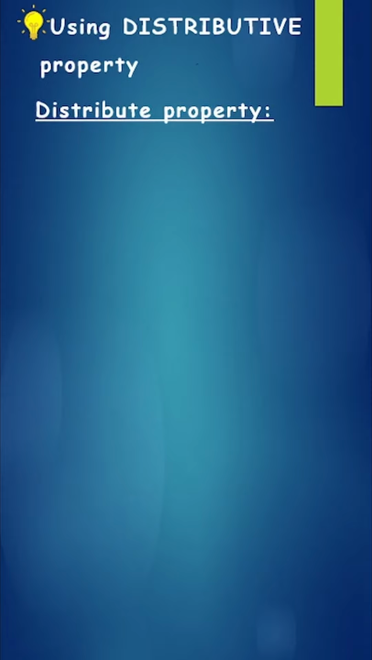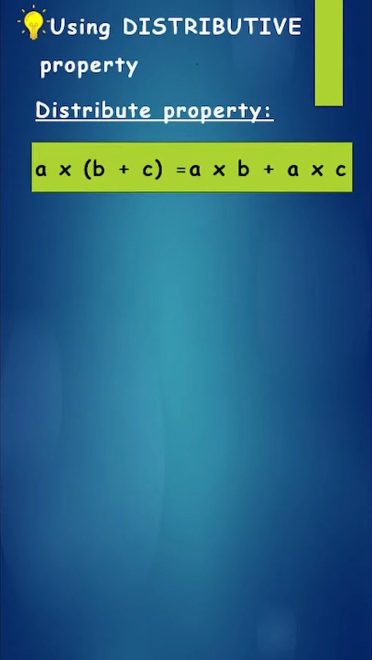Let's first understand the property. It says if there are three values a, b and c, then a times in bracket b plus c is equal to a times b plus a times c. So this a first gets multiplied with b, the sign which is there is retained, and then again this a is multiplied with c. So we get the result.